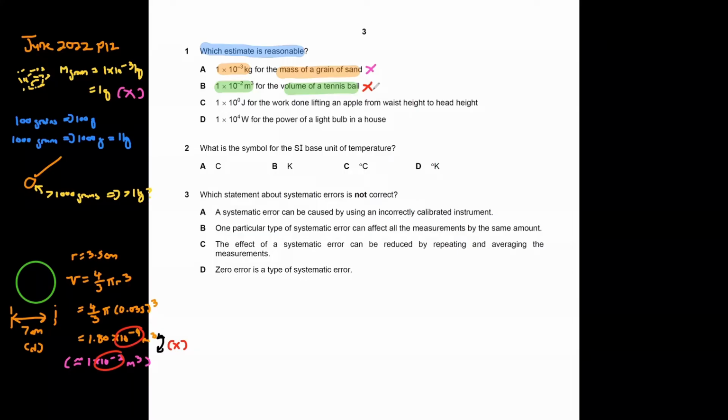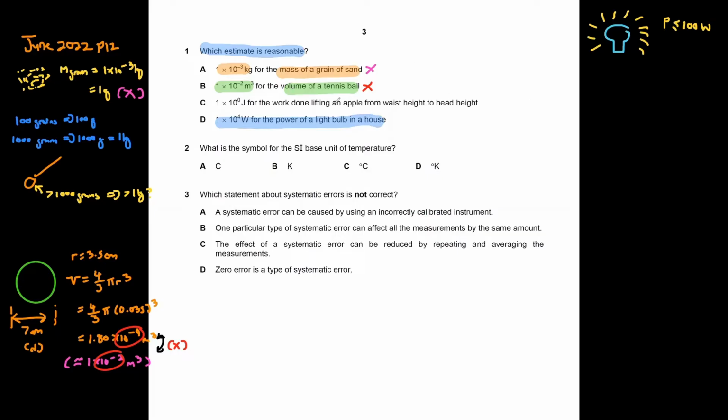Now, if you then look at D, which is the last one, 1 times 10 power 4 watts for the power of a light bulb in a house. Now, if you are talking about a light bulb, which basically is something that looks like this, if you had the opportunity to walk in the mall and walk through the lighting sections, you notice that in terms of the wattage of the light bulbs that are sold there, you very seldom will see the power of the light bulb exceeding 100 watts. 100 watts is probably the highest it can go.